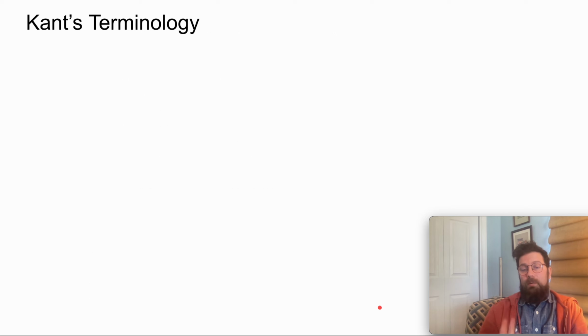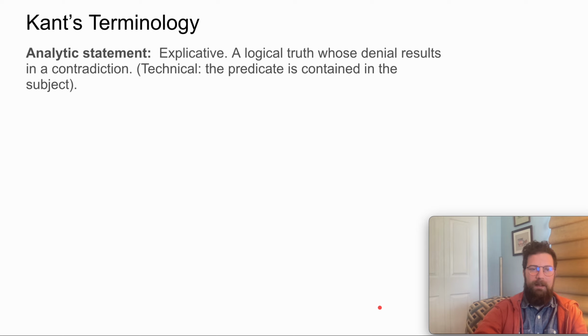Right. Now, in order to see Kant's answer, we need to spend a little bit of time on terminology. And this will help answer the question, what is synthetic a priori knowledge? Well, first we need to understand what a synthetic statement is. And we can do that by comparing the synthetic from the analytic.